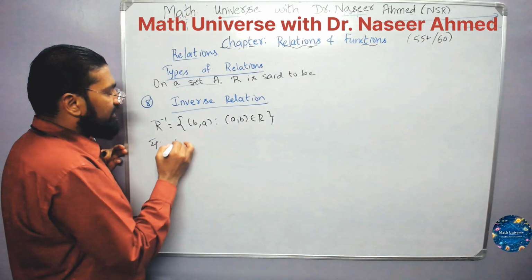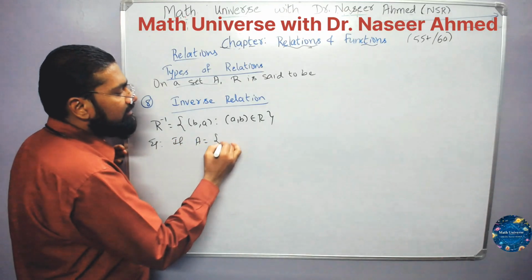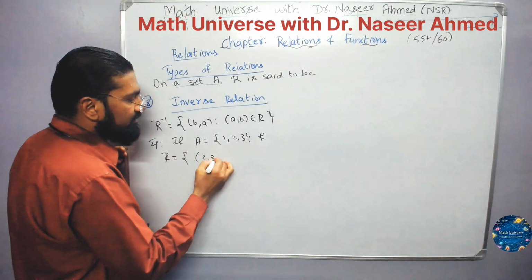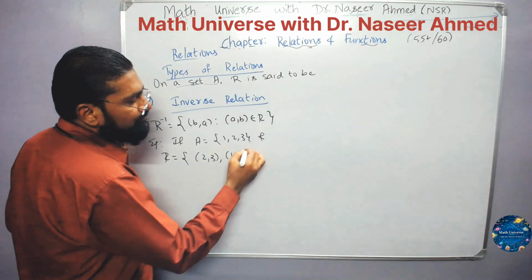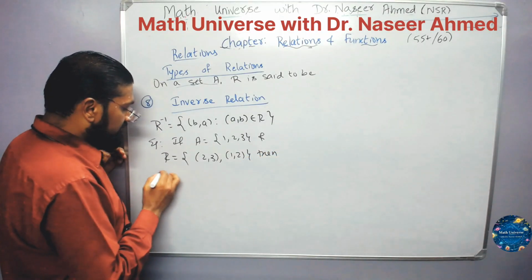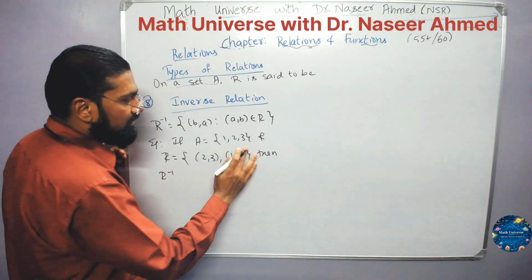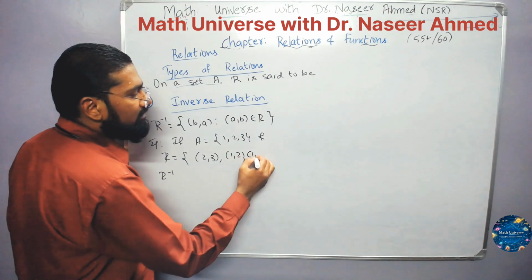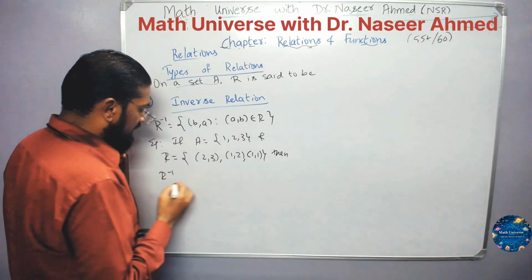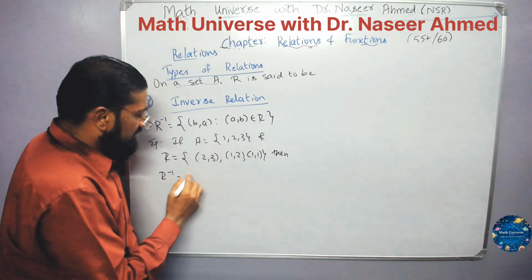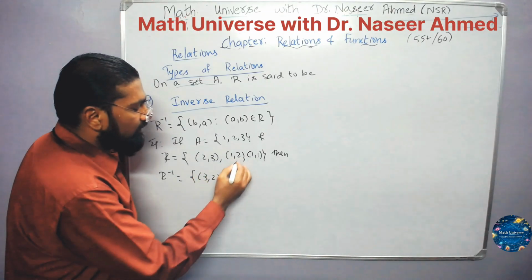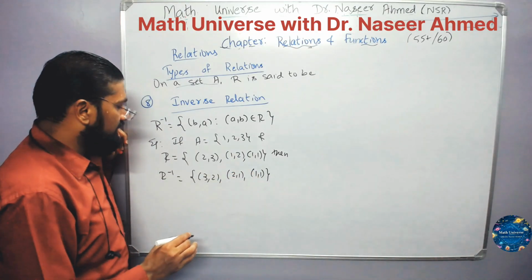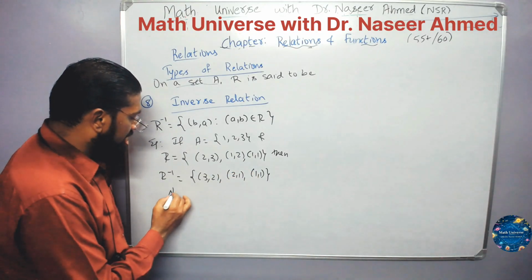For example, if set A is 1, 2, 3 and relation R is 2 comma 3, and let us suppose 1 comma 2, and let us suppose I have one more element here, 1 comma 1. Then the inverse will be just invert them: 2 comma 3 will be now 3 comma 2, 1 comma 2 will be 2 comma 1, 1 comma 1 again if you invert also you get the same. That's it.